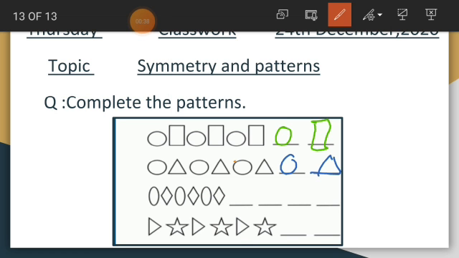Again we have the oval, then we have the square, again we have the oval, again we have the square. This is how you will draw the next four shapes to make the pattern.